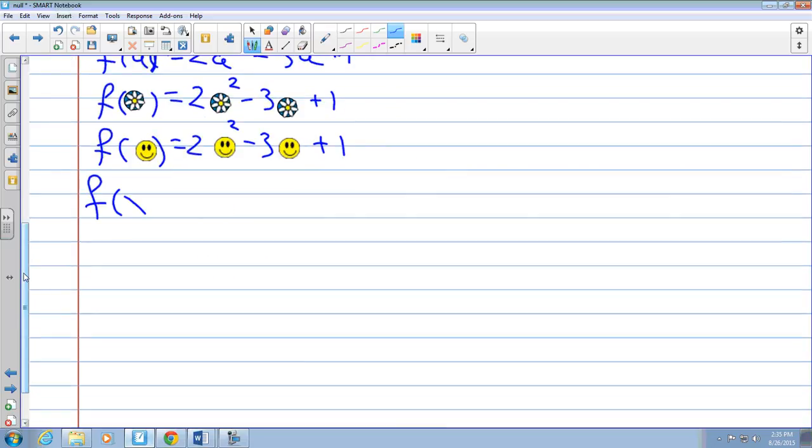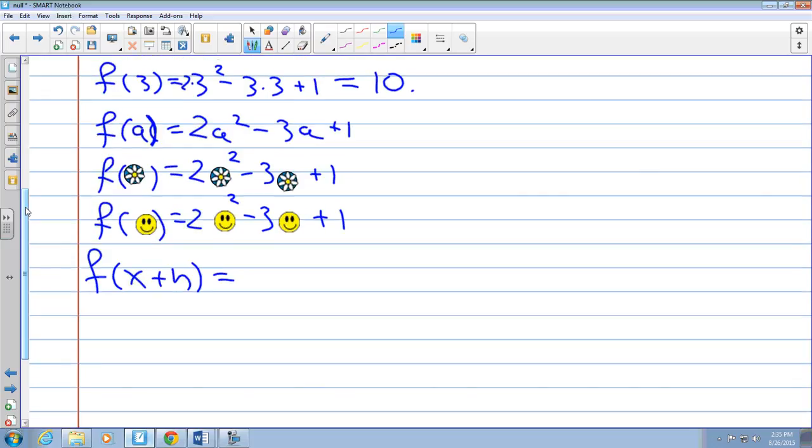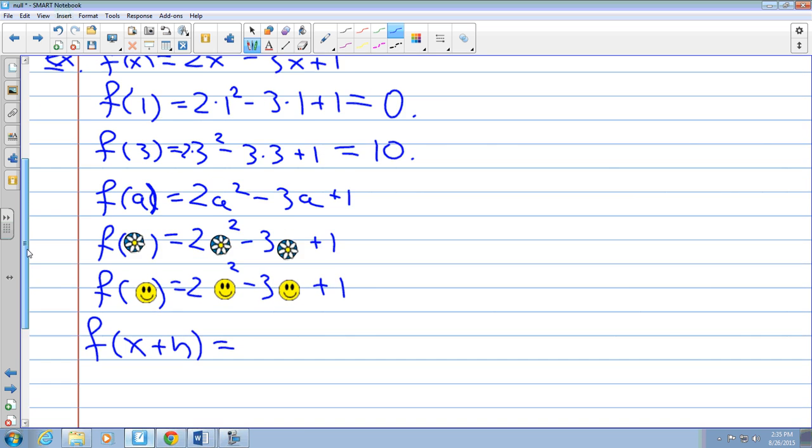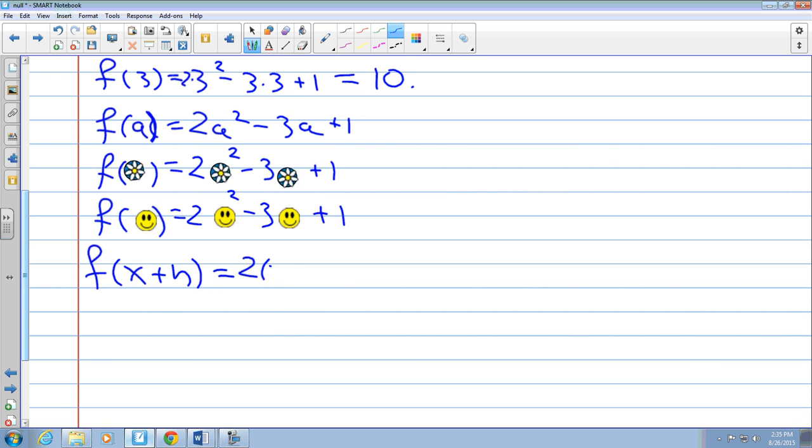So if I ask you f of x plus h, it's 2 times x plus h squared, minus 3 times x plus h, plus 1. So x plus h is the daisy right now, right? You don't really need to think what it means. All you know is whatever's in a little parentheses replaces the independent variable. I can probably open up the parentheses and combine like terms and do all that fun stuff, but that's the idea. Whatever's in here ends up there.